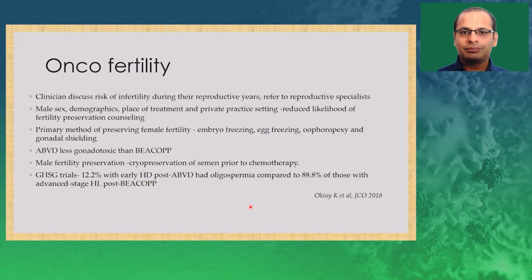For males, cryopreservation of semen prior to chemotherapy is recommended. It has been seen that ABVD leads to oligospermia in around 12% of the patients versus almost 90% of the patients who receive BEACOPP.